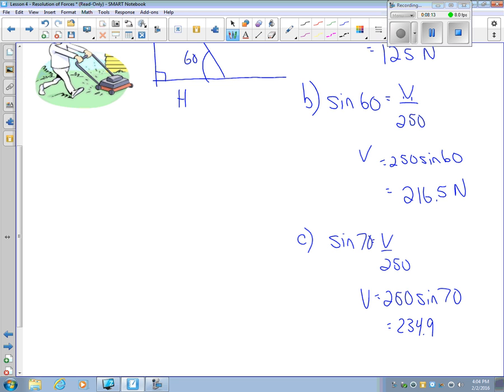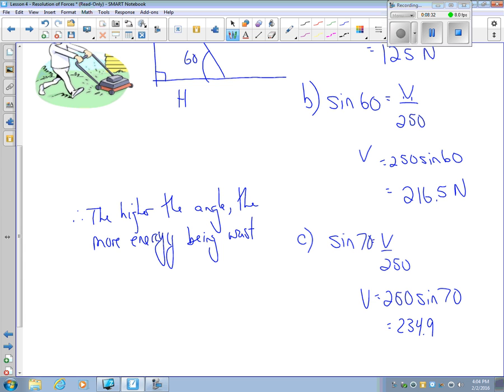So if I was putting this into words, okay, the higher the angle, the more energy being wasted, not keeping, well, pushing the mower into the ground.